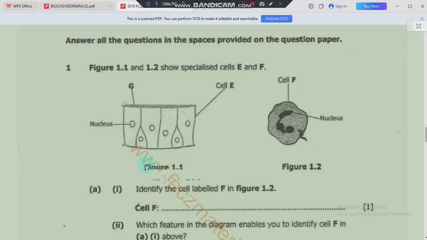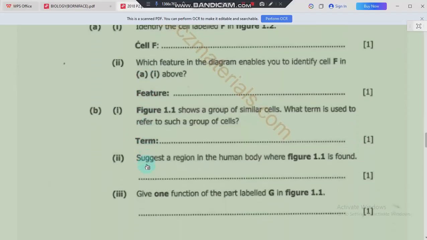Now they are asking in the question, where is this ciliated cell found, or the region in the human body where it is found? Since it is 1 mark, they just want us to state one. So you can either say in the oviduct in females or in the respiratory tract. You can choose either of those two answers. When you put oviduct, just put that one alone. When you put respiratory tract, put that one alone.